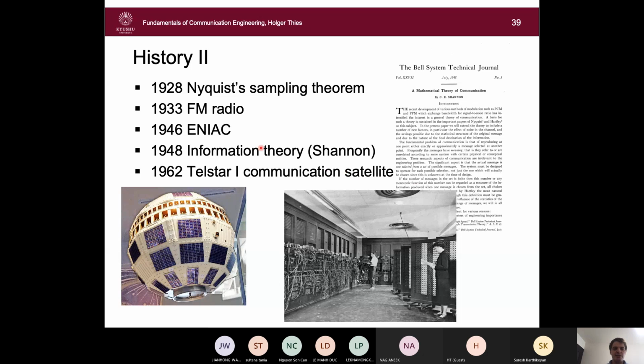And in 1962, satellite communication started with the launching of the first communication satellite, which is called Telstar 1. It's this one. This here is the ENIAC, the first computer.